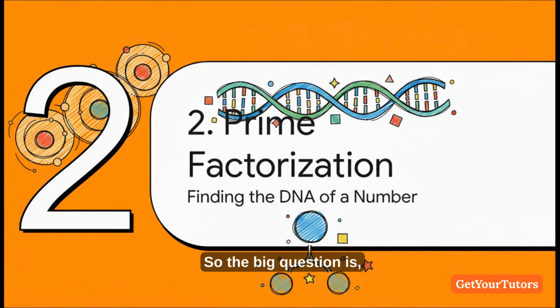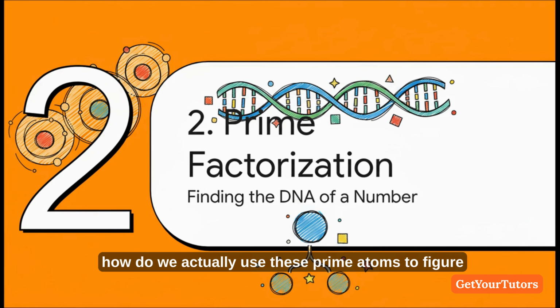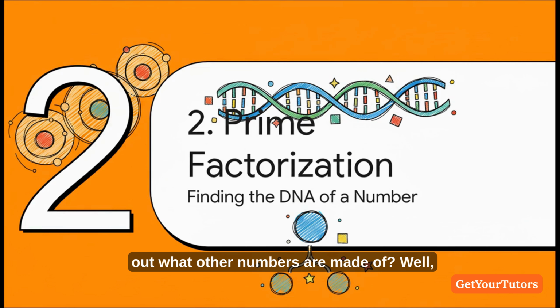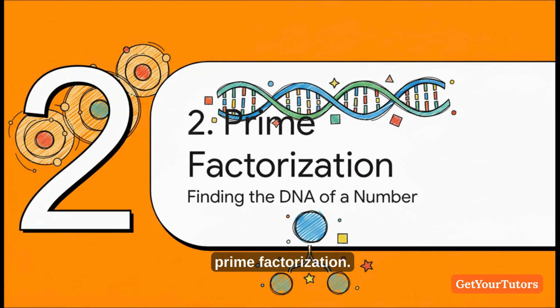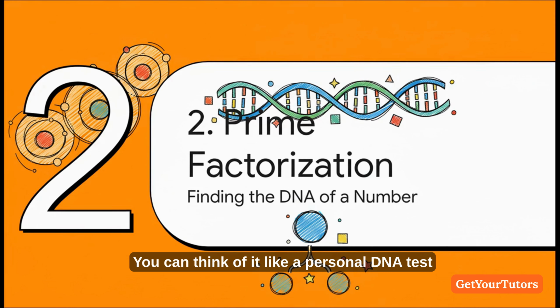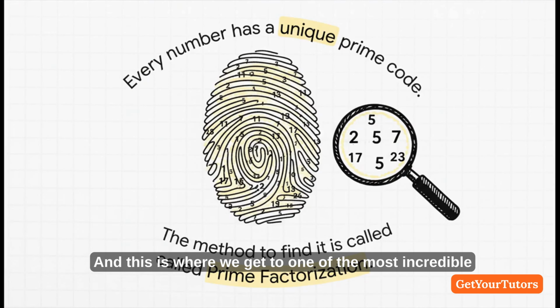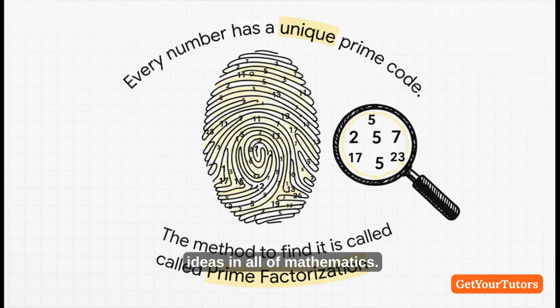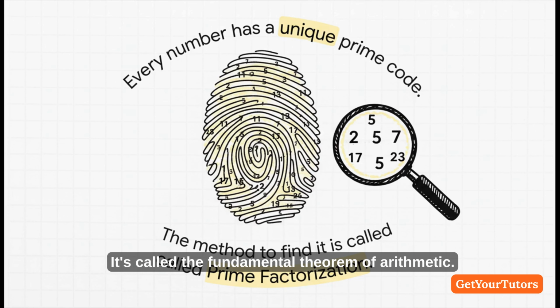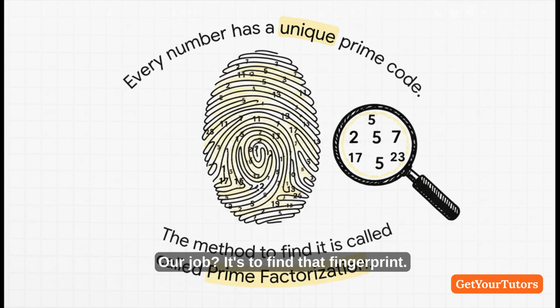So the big question is, how do we actually use these prime atoms to figure out what other numbers are made of? Well, we use this really powerful technique called prime factorization. You can think of it like a personal DNA test for numbers. And this is where we get to one of the most incredible ideas in all of mathematics. It's called the fundamental theorem of arithmetic. Sounds fancy, I know, but all it really says is that every single whole number has its own unique prime code, like a fingerprint that belongs to it and only it. Our job? It's to find that fingerprint.